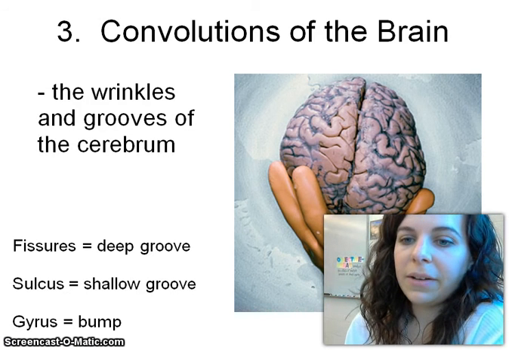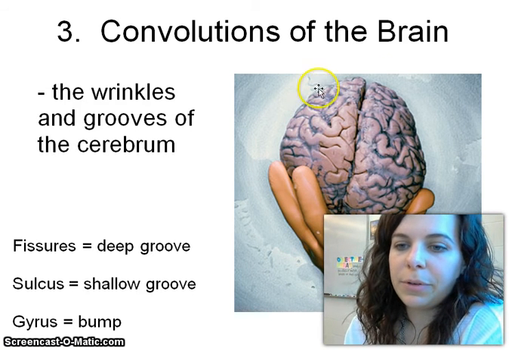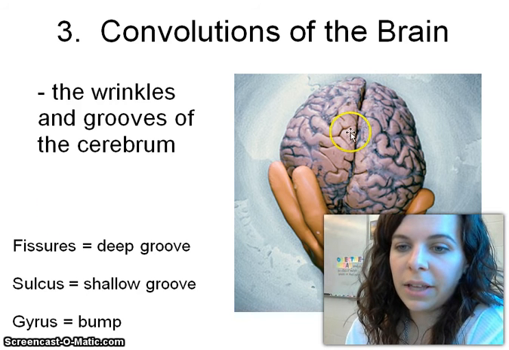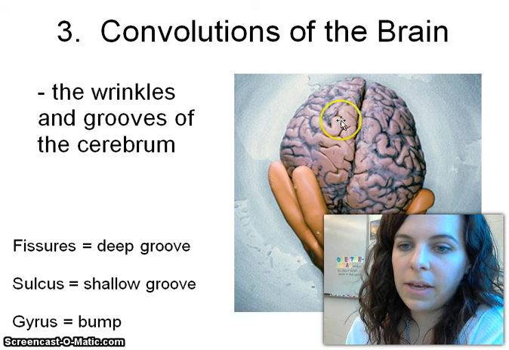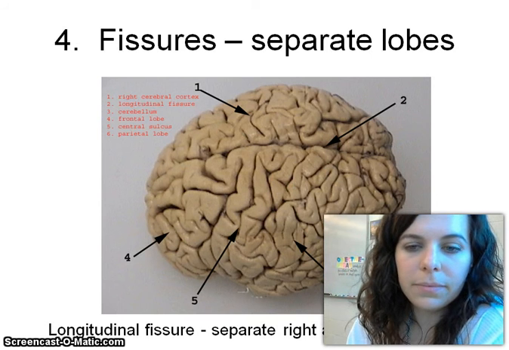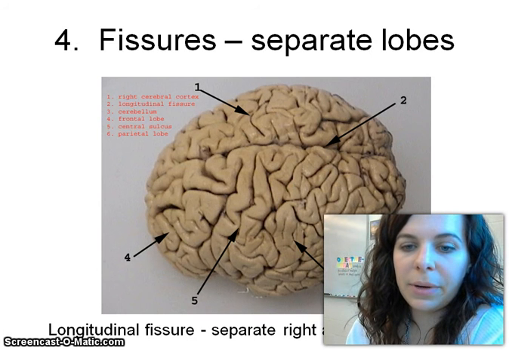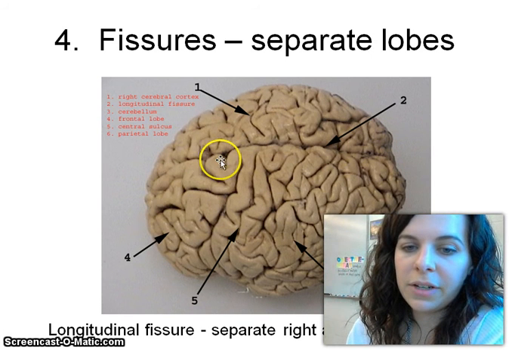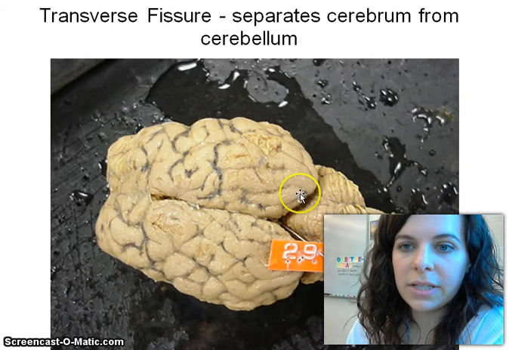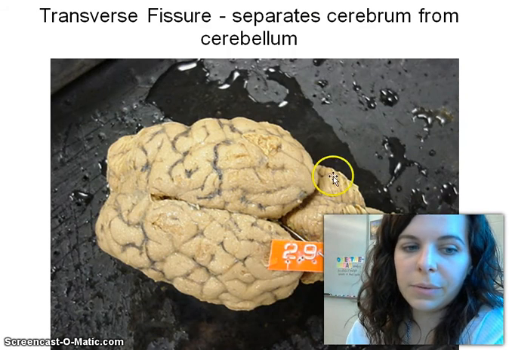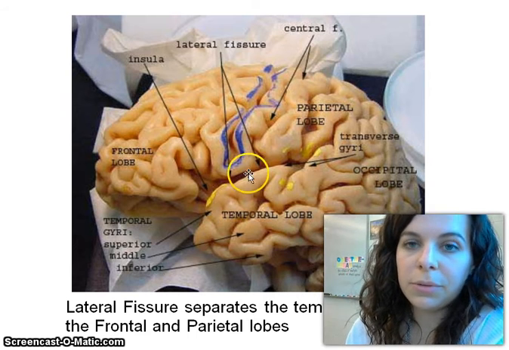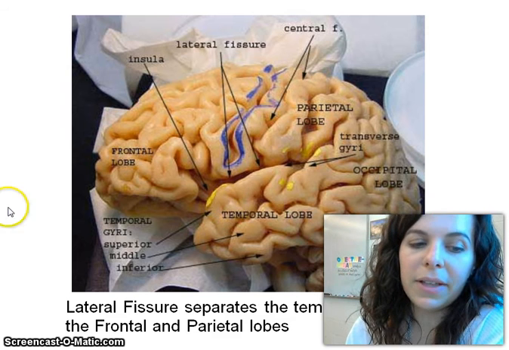In the cerebrum, there are wrinkles and grooves. A fissure is a deep groove, like this one here. Sulci are the shallow grooves, all throughout here, and then these are the gyri, or the bumps. The fissure's function is to separate the lobes. The longitudinal fissure is number 2, which separates the left and right sides. The transverse fissure separates the cerebrum from the cerebellum, and the lateral fissure separates the temporal lobe from the frontal and parietal.